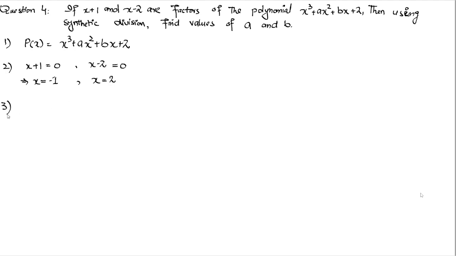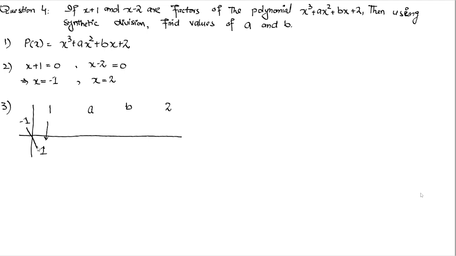In the third step, we will write coefficients of the given polynomial. So coefficient of x cube is 1, coefficient of x square is a, coefficient of x is b, and the constant term is 2. So we will draw the synthetic division table. And on the left side, we will write the first 0 of this equation, which is x is equal to minus 1. The first coefficient is written down as it is. So we will write 1 as it is.